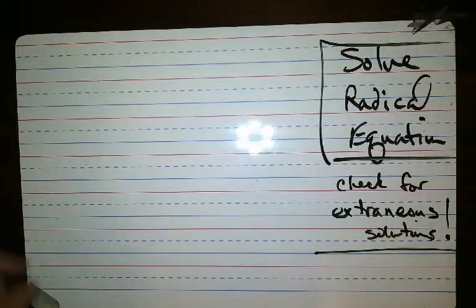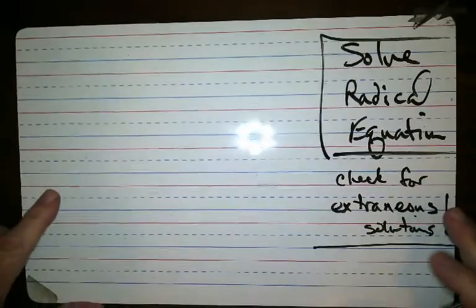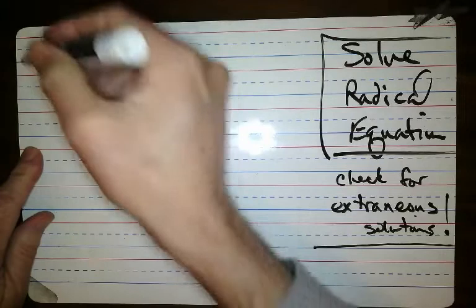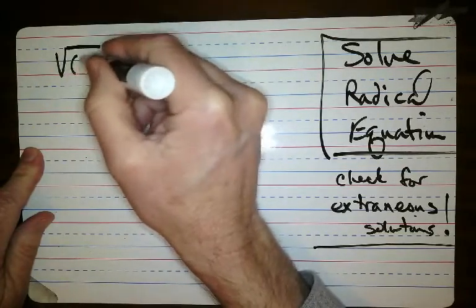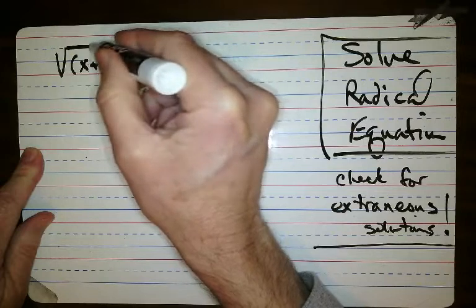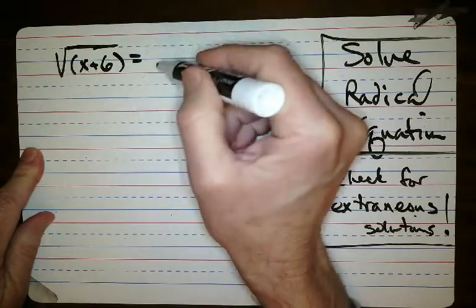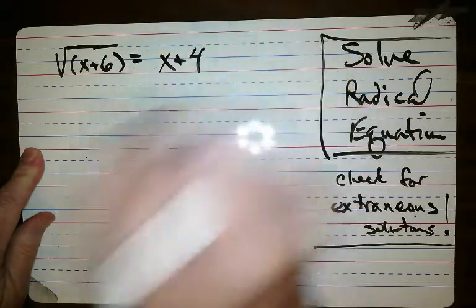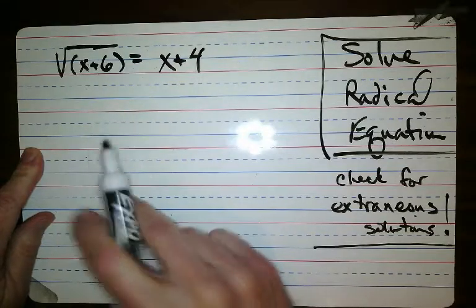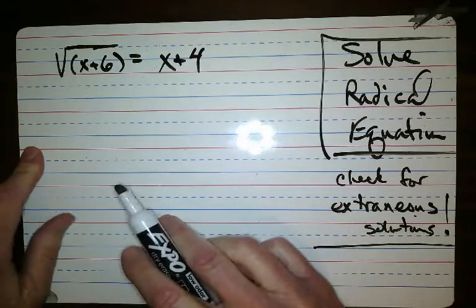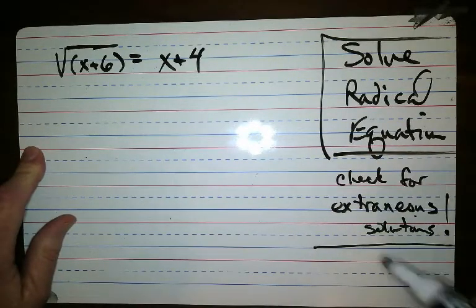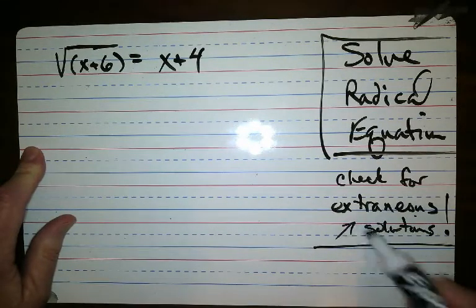Hello everybody. We're solving radical equations. Yes, sirree. So what does that look like? It looks like this. We've got a radical, and we have something that's not a radical, right? So how do you solve radical equations? And what do you have to do when you're done? Well, you have to check for extraneous solutions.